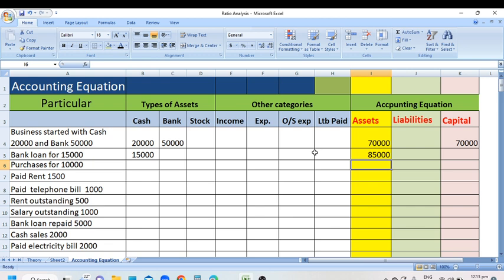As I told you, this is a bank loan. So a bank loan is a liability because you have to pay it back, right? So you just take 15,000 as liability, and capital is not affected, because there are no expenses or income or any outstanding expenses, so just keep the capital the same. So you can see here the accounting equation, oh sorry, I put the spelling wrong here.